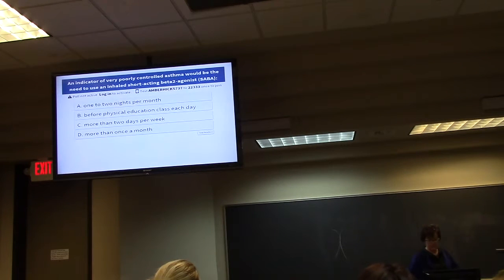Okay, so this is the next one. An indicator of very poorly controlled asthma would be the need to use an inhaled short-acting beta-2 agonist. How often? 1 to 2 nights per month, before PE, every day, more than 2 times per week, more than once a month.